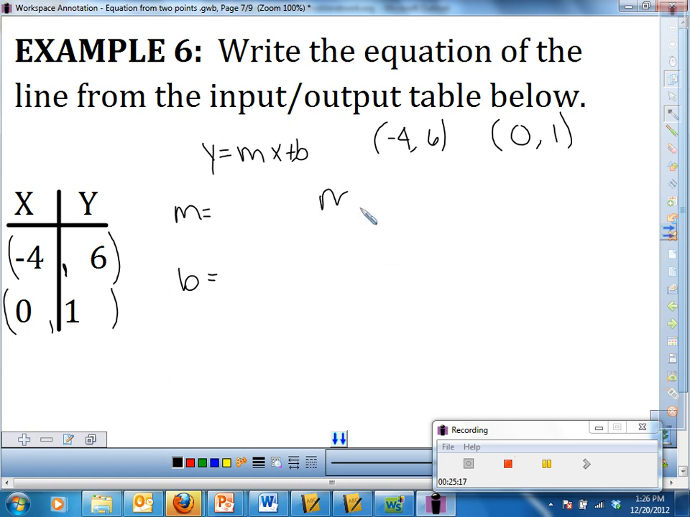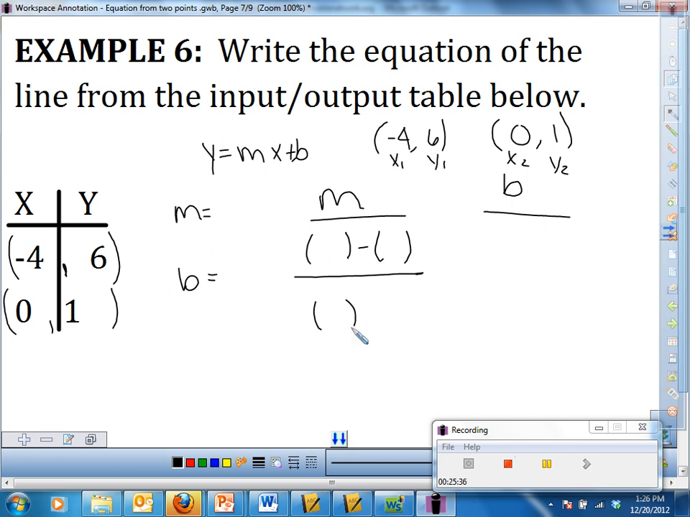Now I know I need to find slope, and I know I need to find the y-intercept, so I'm going to write out two different parts. I'm going to use my equation to find slope, so x1, y1, x2, y2. I'm going to draw out for myself what the formula will look like without numbers so that I make sure that I don't make any mistakes. My y2 value is 1. My y1 value is 6. My x2 value is 0. My x1 value is negative 4. 1 minus 6 gives me a negative 5. 0 minus negative 4 gives me a positive 4. I'm going to check if that simplifies, and it doesn't, so my slope is negative 5 over positive 4.